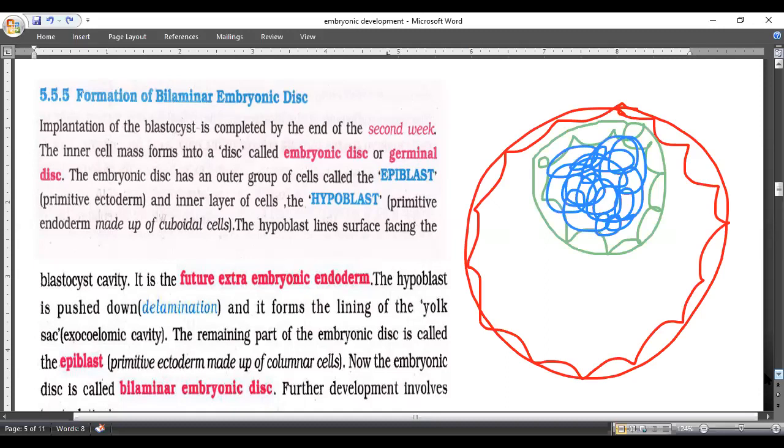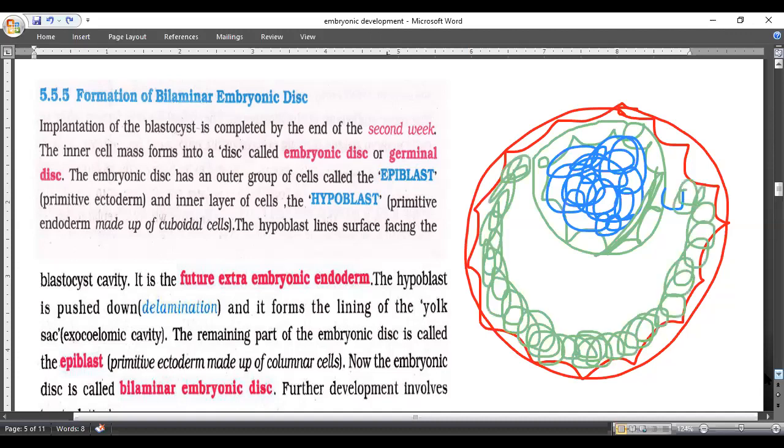So now what is it saying? The hypoblast cells will go for delamination, separation. Then they are going to enter into the cavity which lines below the trophectoderm. The so-called yolk sac they are going to form here. Let me read: the hypoblast is pushed down, I showed you how they push it down. Delamination. It formed the lining of the yolk sac. Now this is nothing but the yolk sac.